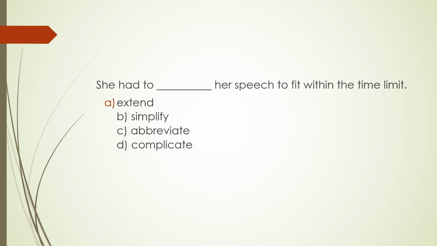She had to dash her speech to fit within the time limit. This is an easy one. She had to dash her speech to fit within the time limit. Choose the right option. The answer is abbreviate, to make short, because she had to fit it within the time limit. So she had to abbreviate or make short her speech to fit within the time limit.